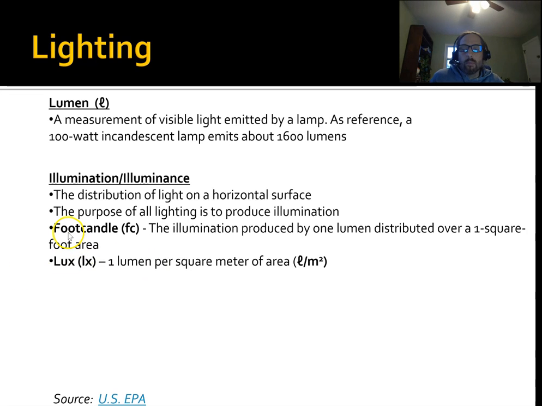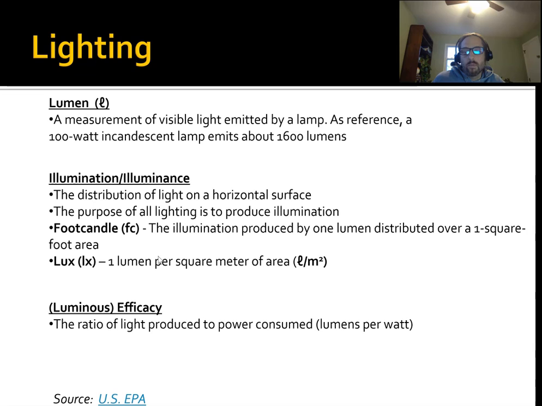Right, so a foot candle is 1 lumen per square foot, and then a lux is 1 lumen per square meter. Okay, so in a normal everyday classroom setting, you're probably looking at around 20 to 50 foot candles, to give you some context. And 20 to 50 foot candles is about 200 to 500 lux. So it's basically about 10 lux per foot candle. So that tells you how bright a surface is.